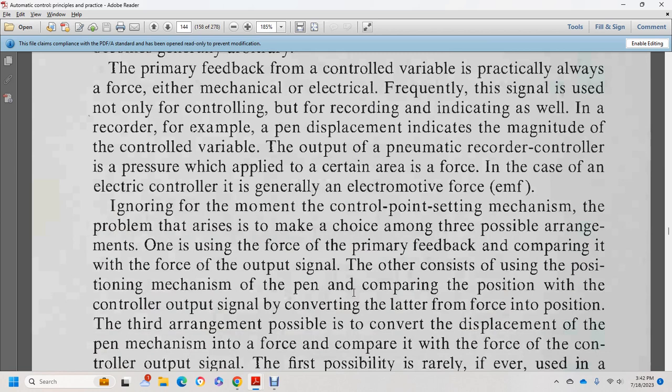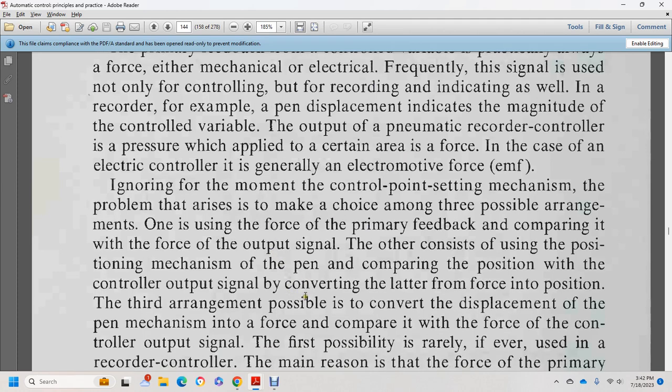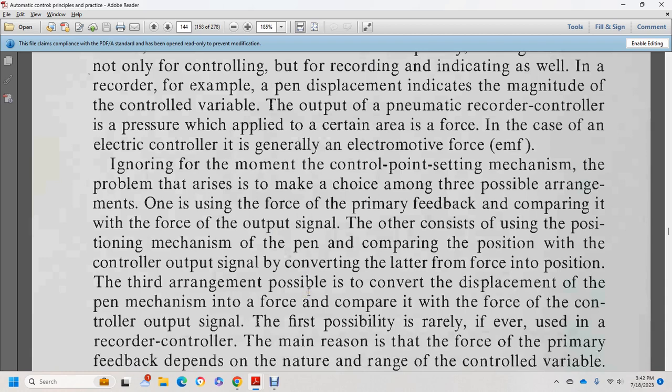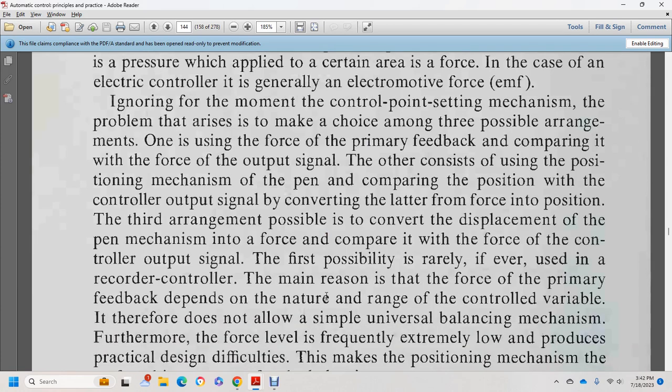One, use the force of the primary feedback, comparing it with the force of the output signal. Two, the output is considered by using the positioning mechanism with the pen, comparing the position with the control output signal, converted later into a force or position. The third arrangement possible is converting the displacement of the pen mechanism into a force, to compare with the force of the controller output signal. With the first possibility, it is rarely, if ever, used with the record control.